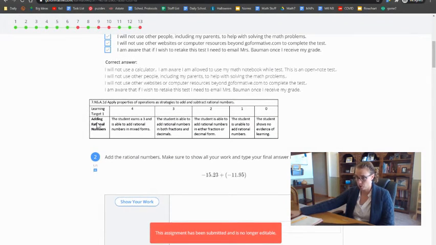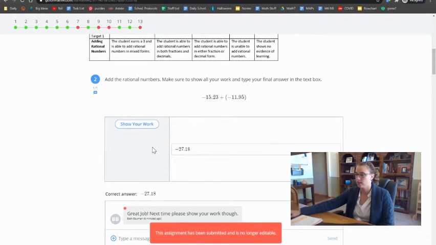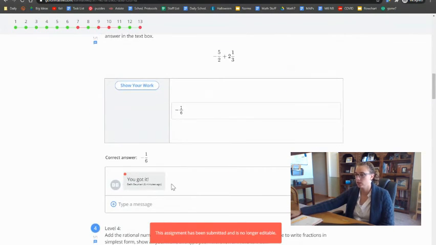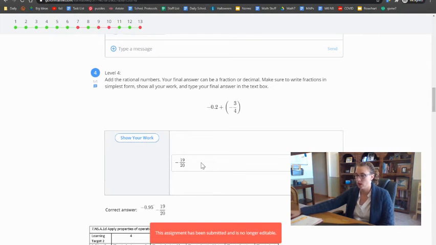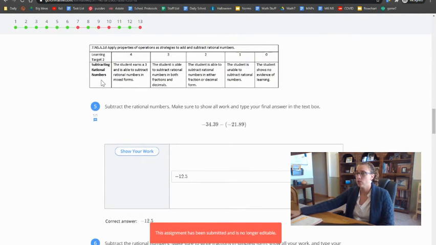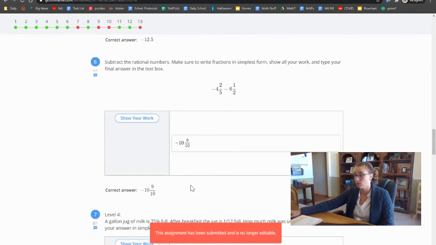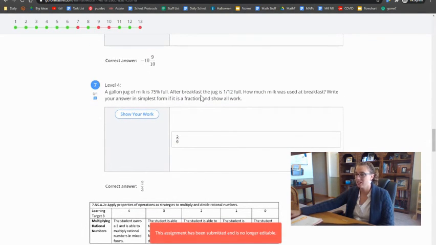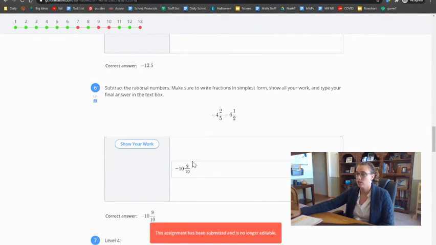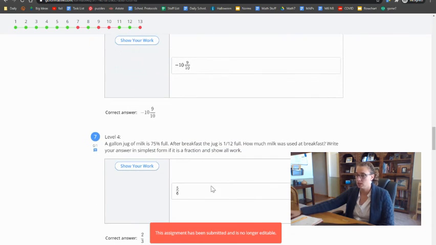So this first rubric is adding rational numbers. If you remember, the student had a 4 out of 4, so they should have all the adding rational numbers correct. This one was correct, this one correct, and the level 4 was correct. So that makes sense, they got a 4 out of 4. And then the next one, the student was focusing on subtracting rational numbers. She got the first one right and the second one right, but not the last one. Therefore, they received a 3 out of 4. They got the level 2 and level 3, but didn't make it to the level 4.